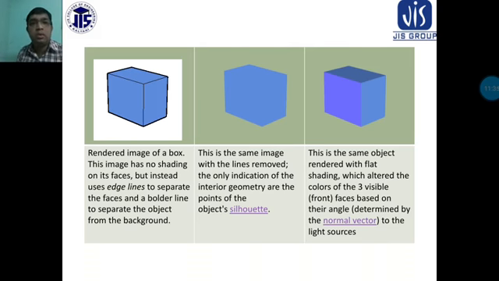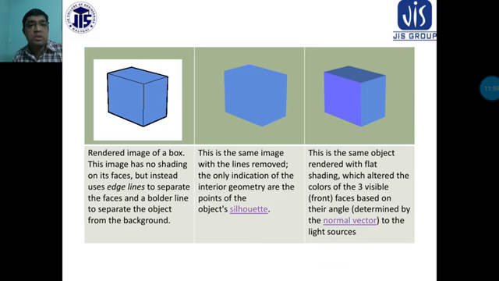Flat shading alters the colors of the 3D visuals, the visible front faces, based on their angles, determined by the normal vector relative to the light sources, as in the third picture.